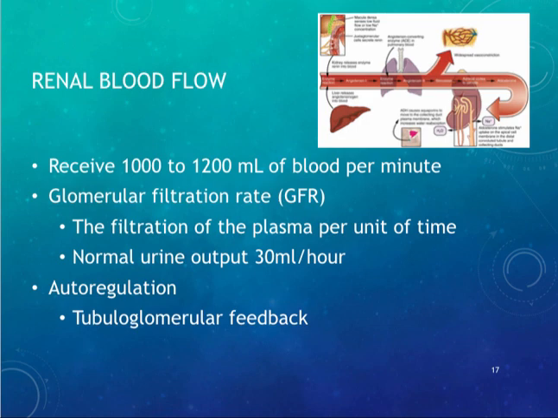But a significant amount of your cardiac output actually goes to your kidney. It's like 20 to 25%. So they receive a lot of fluid basically going through there. I'm sorry, a lot of blood flow. 1,000 to 1,200 milliliters of blood per minute. So it's a lot that it's filtering.